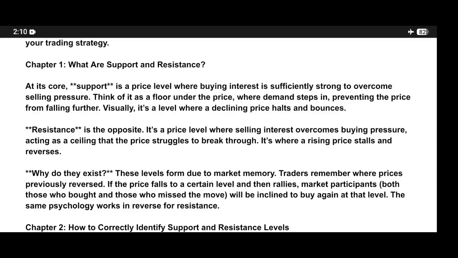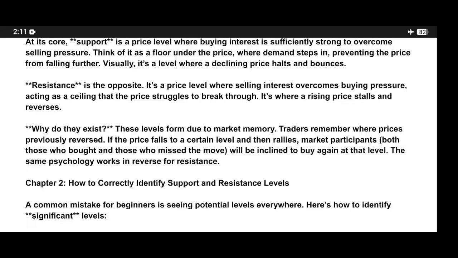You need to ask yourself, why does support exist? Why does resistance exist? Let me break it down for you. These levels form due to market memory. Traders remember where prices previously reversed. If price falls to a certain level and then rallies, market participants, both those who bought and those who missed the move, will be inclined to buy again at that level. This same psychology works in reverse for resistance, because what works in support is the opposite of what is working in resistance.